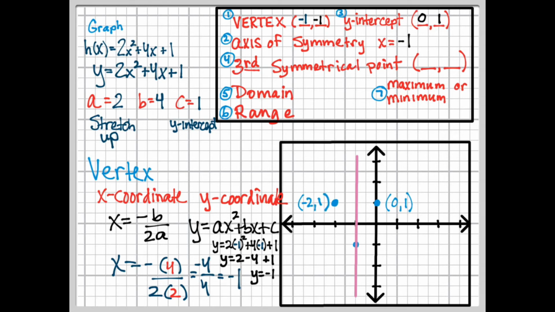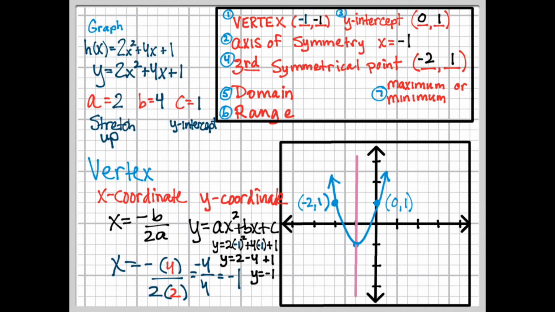So notice that both points are the same distance from the axis of symmetry. They're both 2 spaces away from the axis of symmetry. So now when we draw our parabola, it will look like this. It's a U-shaped curve that passes through those 3 points. My third symmetrical point was (-2, 1), and that was the third point that allowed us to actually graph the parabola. Now, we're going to find the domain and the range.